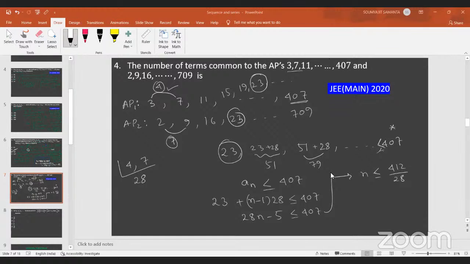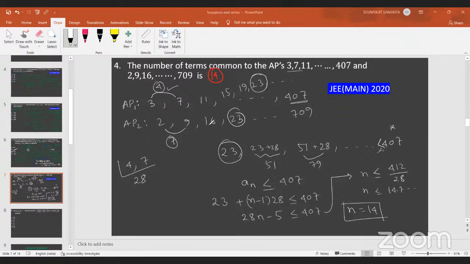So this will come approximately n less than or equal to 14.7. Since they have asked the number of common terms, the number of common terms can never be a decimal or fraction. So it will always be a whole number. So what are the possibilities of n? n equal to 14. So what is the number of common terms? Nothing but 14. I think this is clear. The steps are clear? Yes, sir.